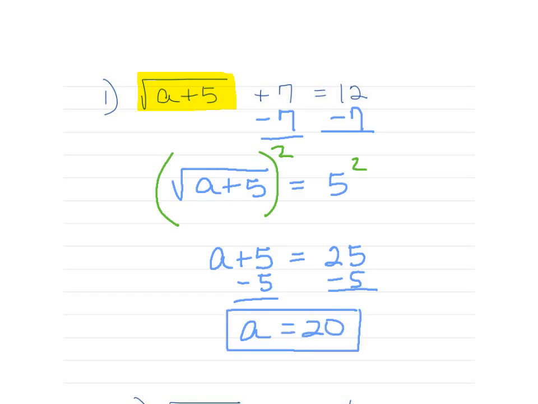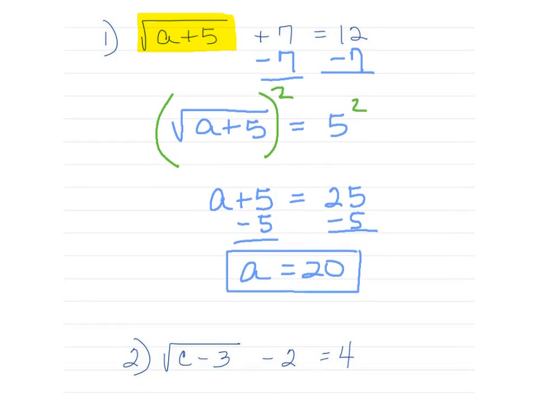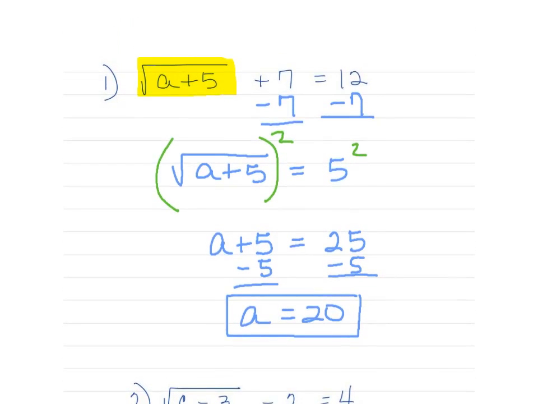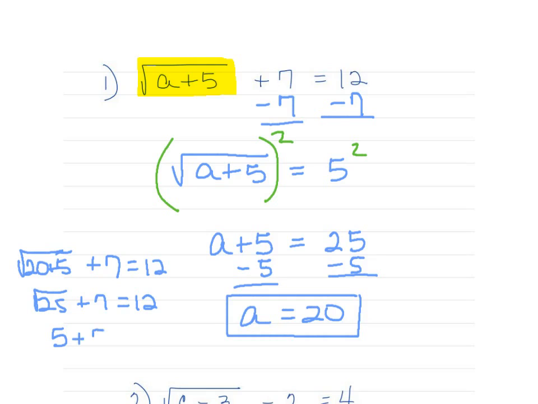It's extremely important to always go back and do just a quick mental check by substituting 20 back into your original equation to make sure that that is a true solution. So let's do that. If I substitute 20 back into my radical expression, I have radical 20 plus 5 plus 7 equals 12. Well, we know that 20 plus 5 is 25, radical 25 is 5, plus 7 is 12, and it checks.